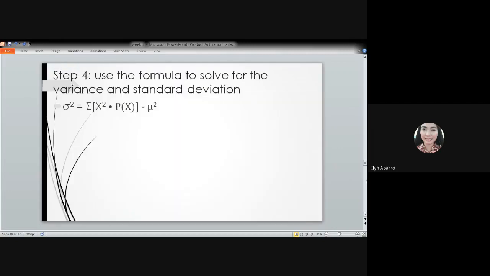Okay, so let us solve for the variance. So, 1 plus 1/2 plus 0 is 1 and 1/2. Pag inadd nyo to, 1 plus 1/2 plus 0 is 1 and 1/2, or that is 1.5. 1.5 minus 1 is 0.5. So, our variance is 0.5 or 0.50.